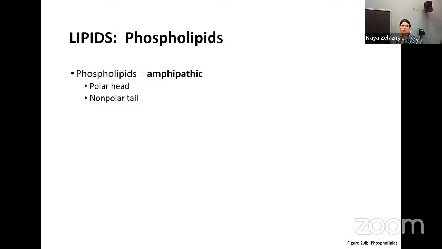So for this reason, we think of our phospholipids as being amphipathic. So they're both attracted to water and repelled by water, depending on which end of the molecule we're paying attention to.